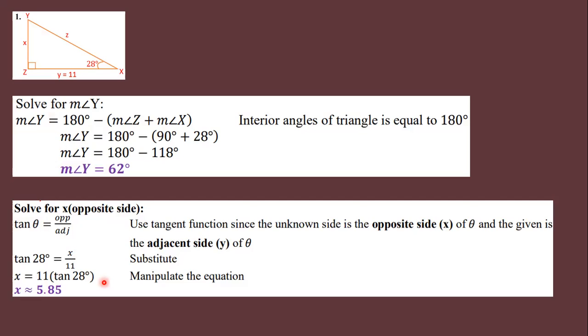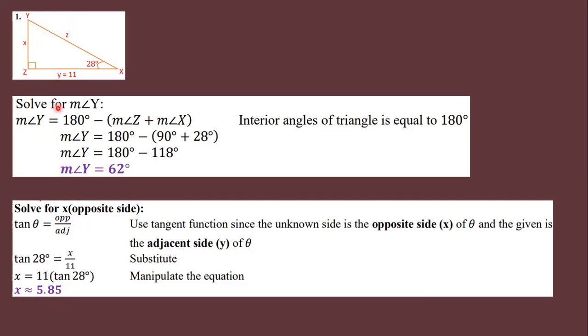That's still okay, as long as you're going to derive the same approximate answer. So tangent 28 degrees times 11, you can type it in your calculator, and you will get 5.84848 and so on. But we are going to round it off. So x is approximately 5.85.